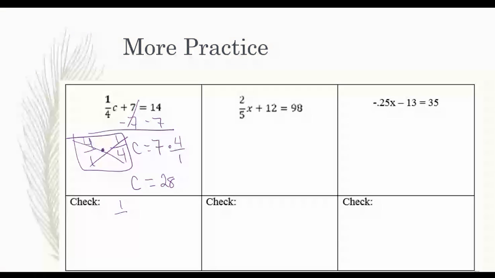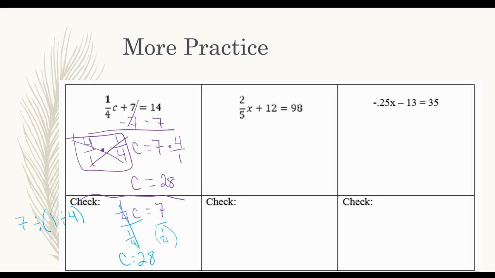Your other option, if you don't like multiplying by the reciprocal, is to divide by that fraction. You could divide by 1/4. You will get the same answer, but you need to be very careful in plugging things into the calculator. You need to put your 7 divided by, and whatever your fraction is here, you need to put that in parentheses. So it would have to be 1 divided by 4 in the calculator. So please be very careful making sure that you are doing that correctly.